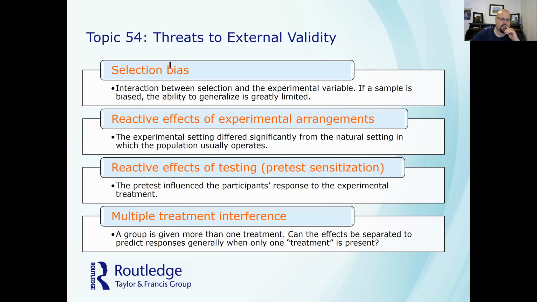So selection bias is one of those threats to external validity. And this is the interaction between selection and the experimental variable. If a sample is biased, the ability to generalize is greatly limited. If you have a problem with your sample, you have a problem with your study. You can't generalize those results, and it creates problems.